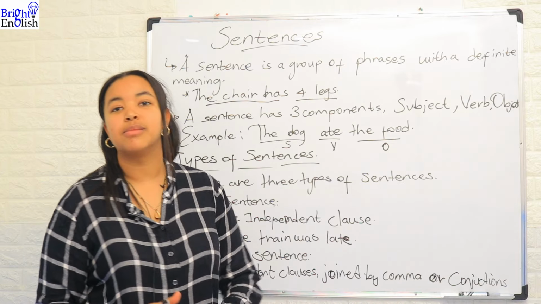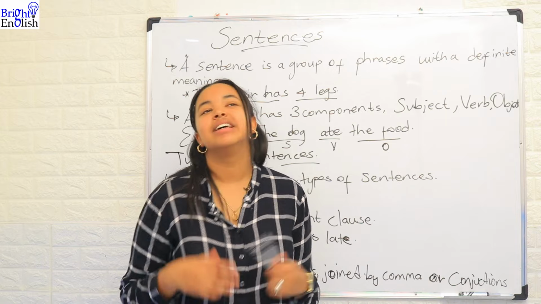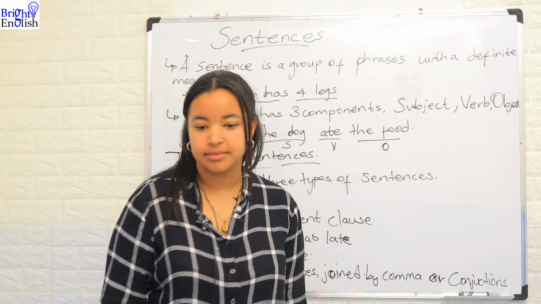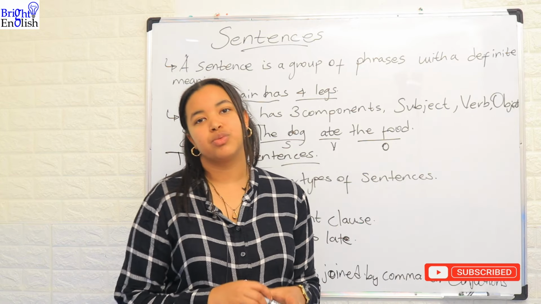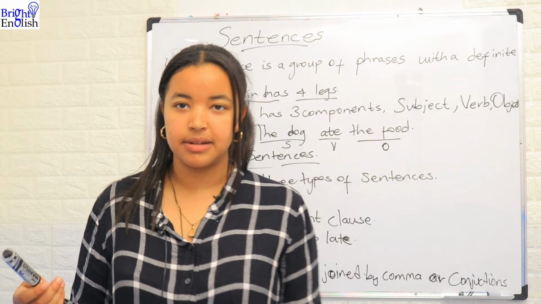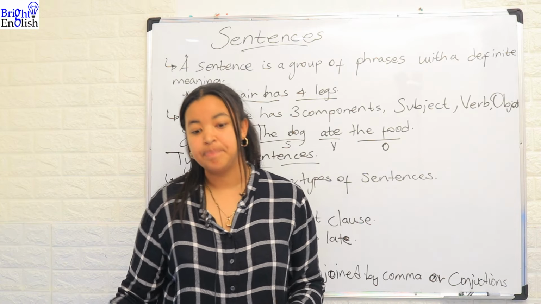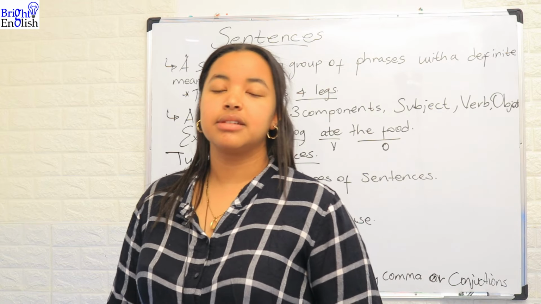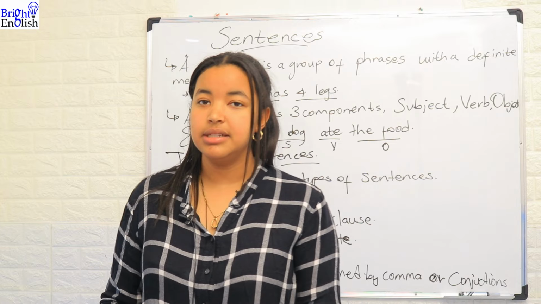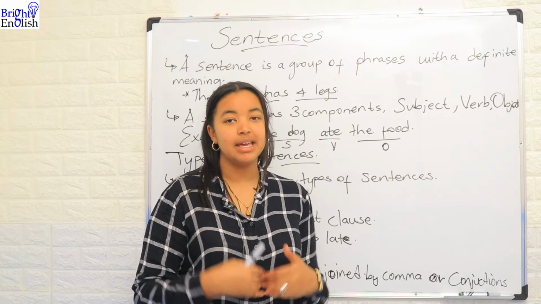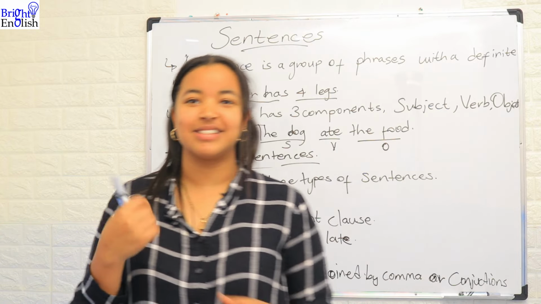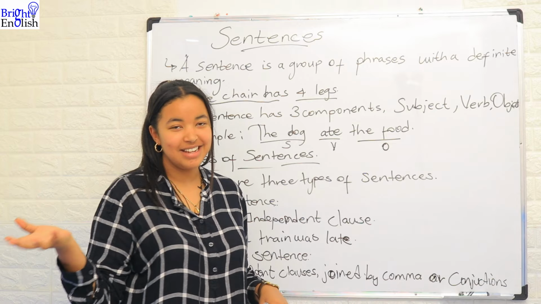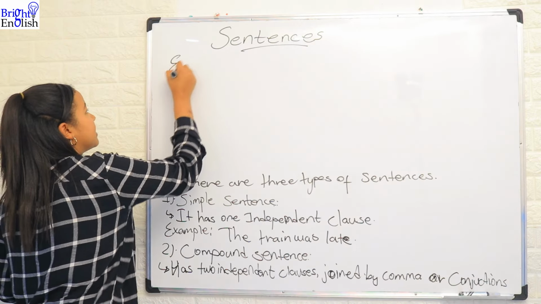For example, earlier we said, the train was late. And I was waiting for the train. That's one sentence: I was waiting for the train. Comma, but the train was late. Each of these is a sentence by itself. We have the first, I was waiting for the train, and the second, the train was late.